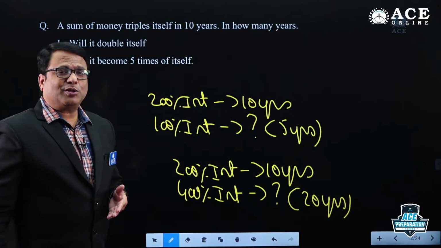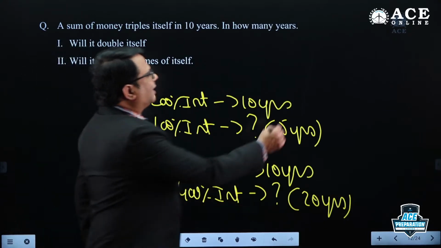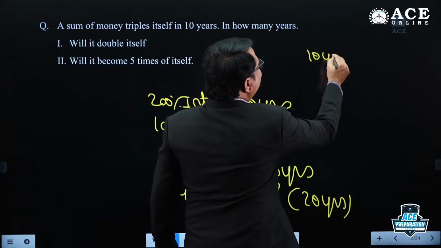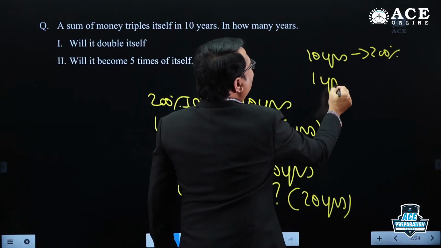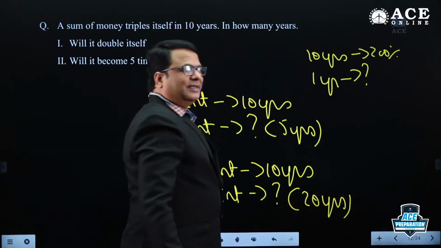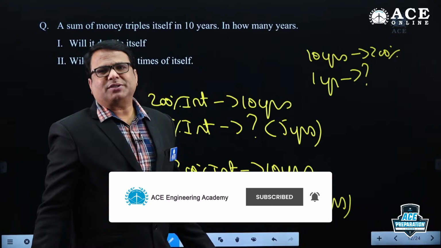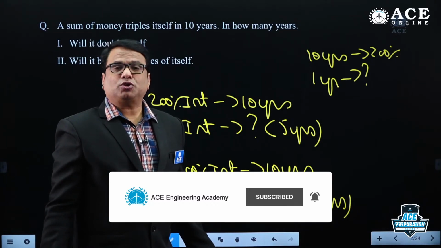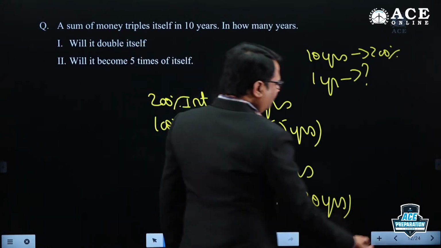And in case you are asked to find the rate of interest, you know what to do. In 10 years, I get 200%. So in 1 year, I get how much? In 10 years, if I get 200%, in 1 year I get what percent? Then you can say the rate of interest is 20% per annum. Okay, right. Now, the next question.